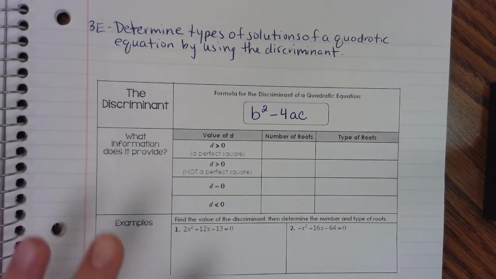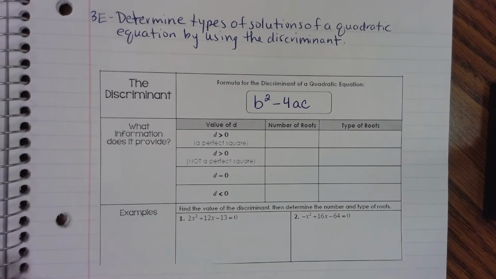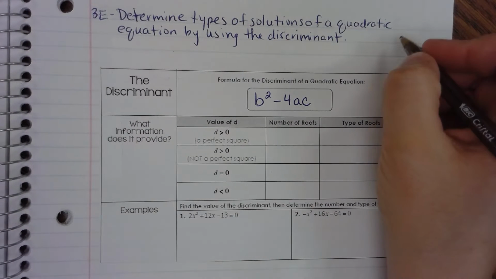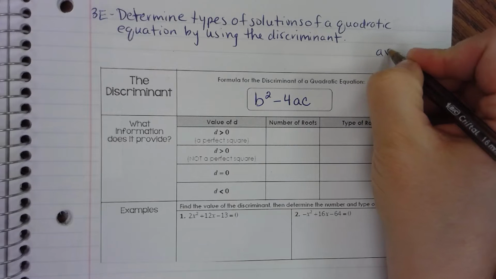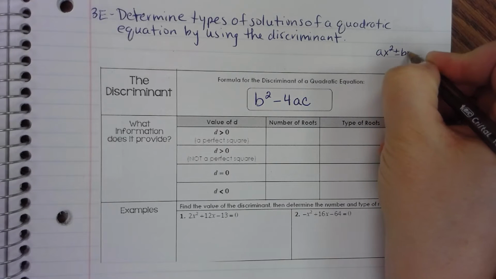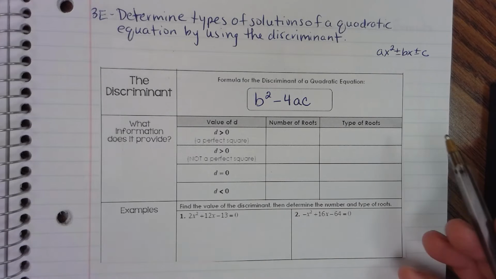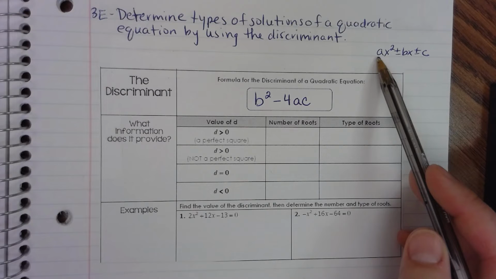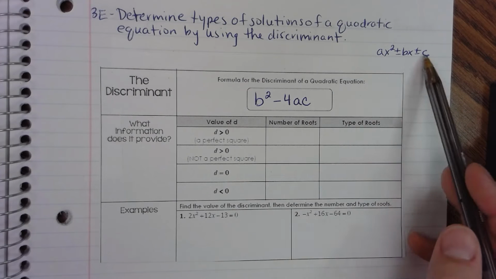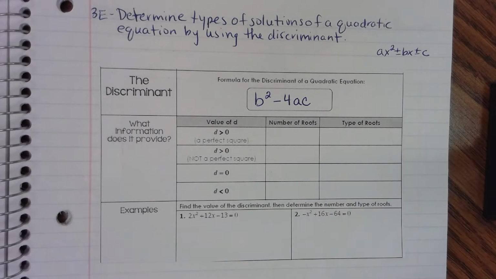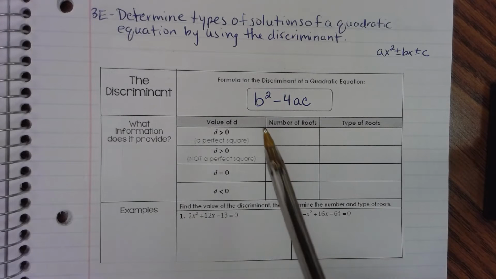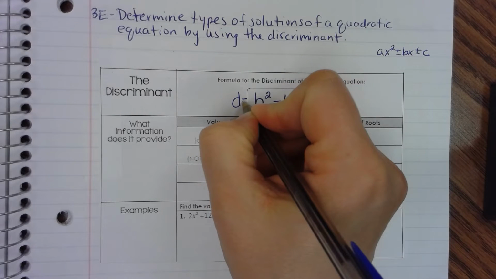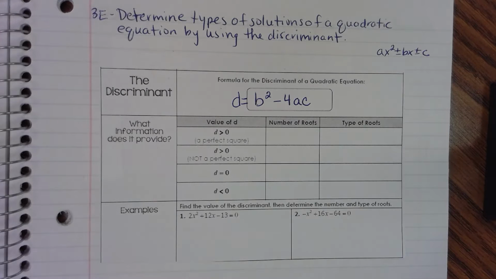And remember, that comes from our quadratic equation, ax squared plus or minus bx plus or minus c. So the b is the second term, the a is the coefficient of the first term, and the c is the constant at the end. As we go through this, we're going to see what information this provides. The discriminant is going to be labeled as d. So d is equal to some number.